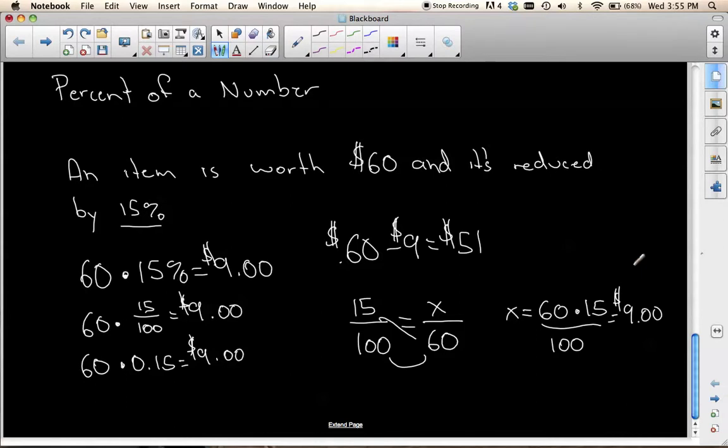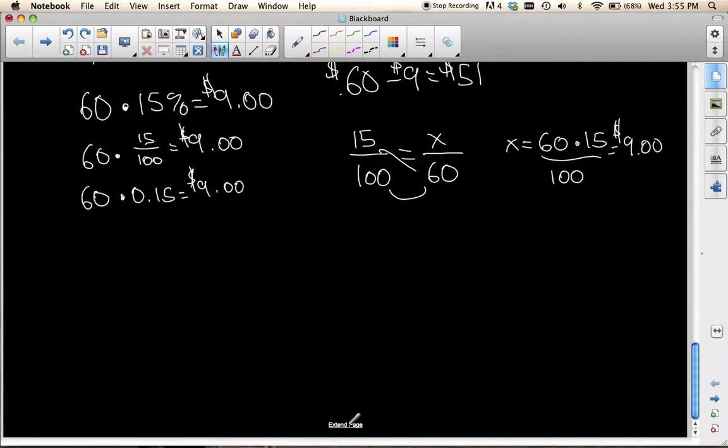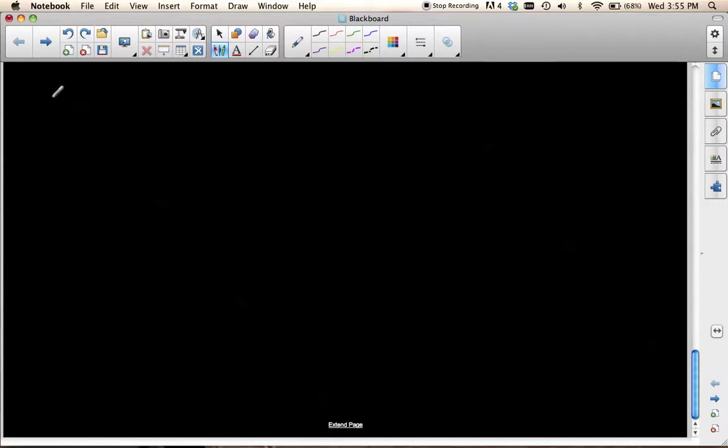Now, what if I want to try and figure out finding the 100%? What do I need to do? What does that mean? Well, to figure out what 100% of something is, we need to sort of solve the problem. So we're going to come up with an example.